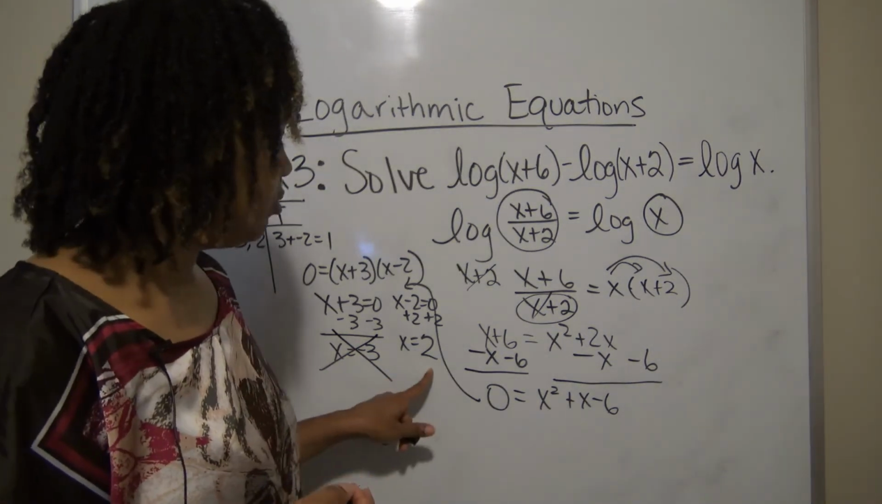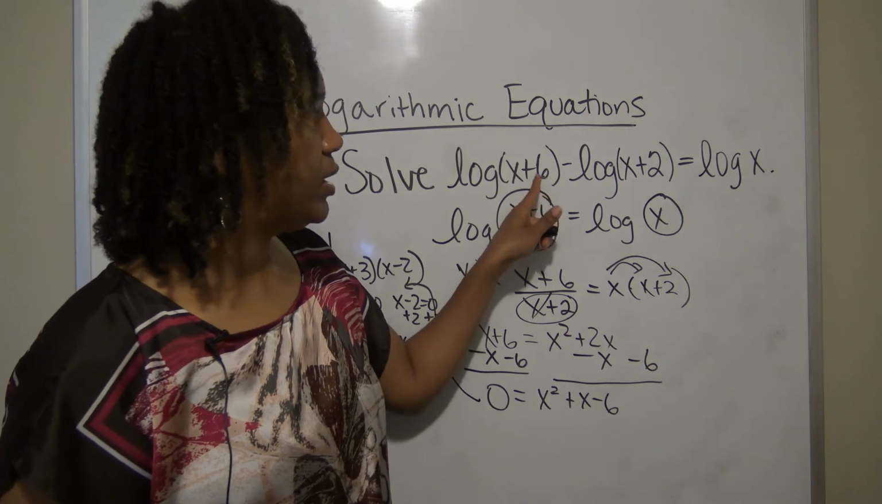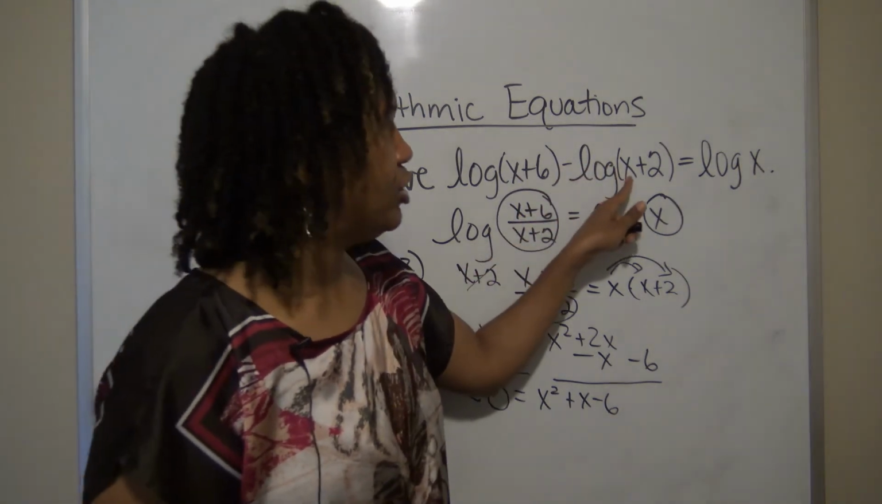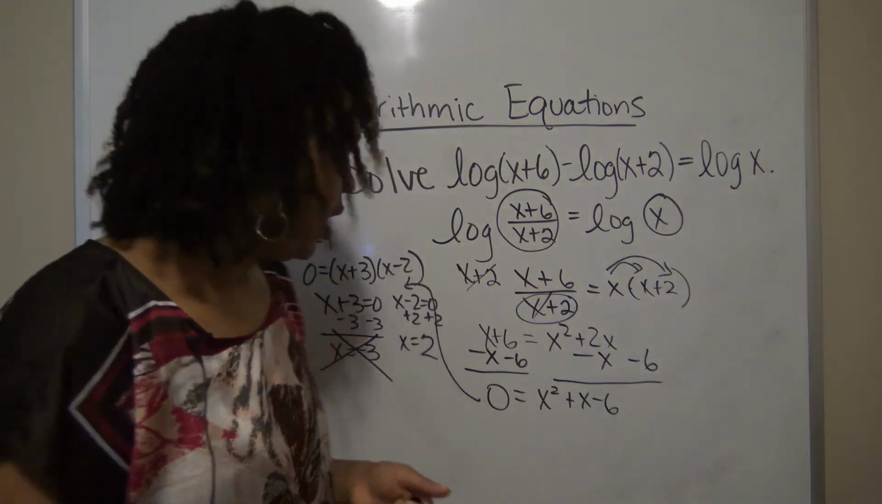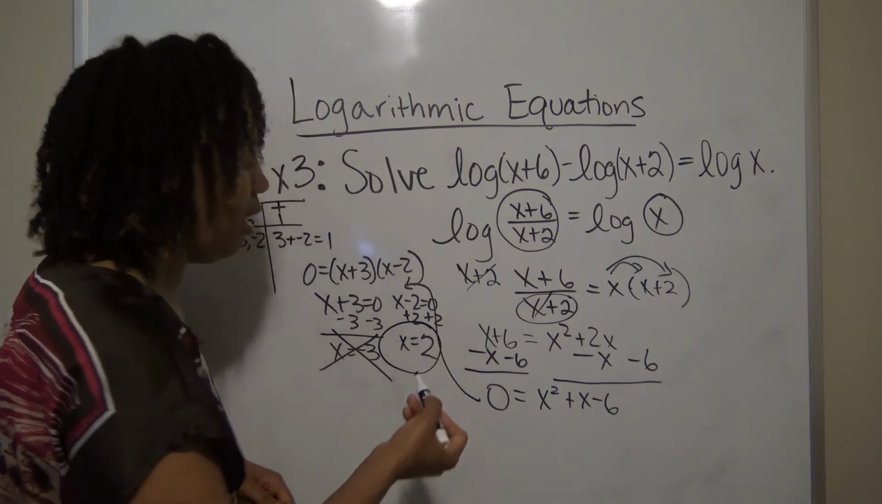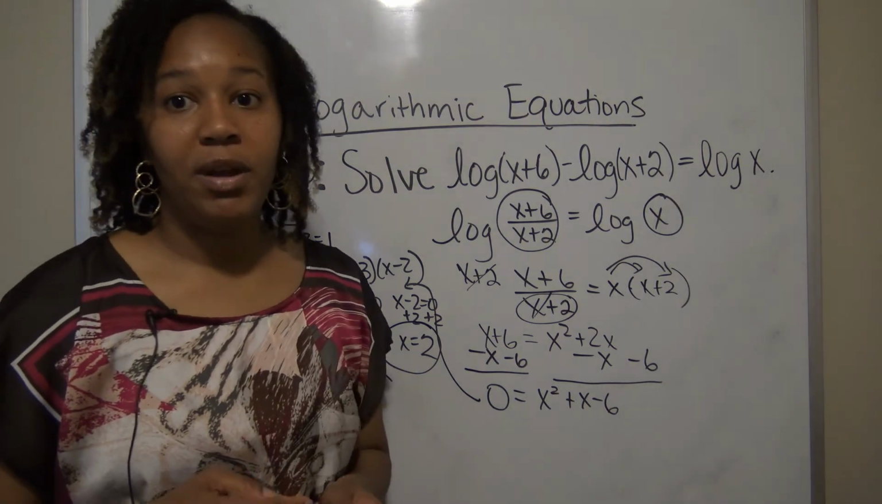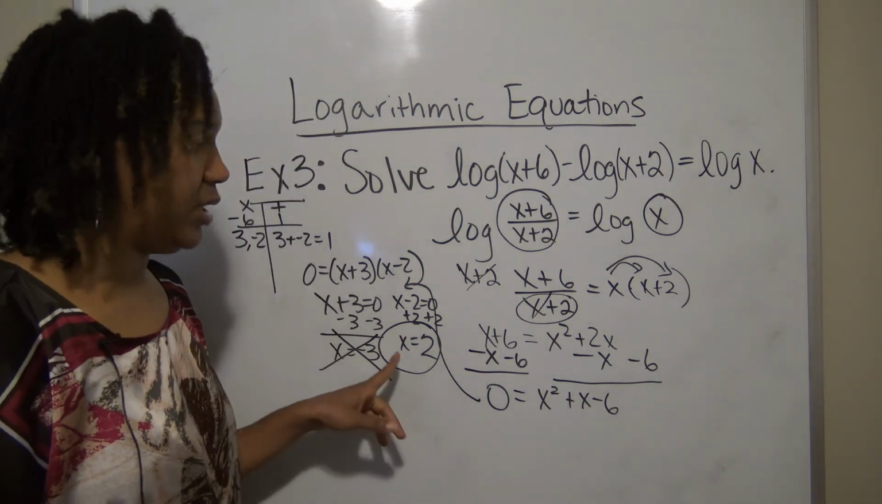All right, what about 2? When I plug in 2, I get 2 plus 6, which is 8. That's positive. I get 2 plus 2, which is 4. That's also positive. And then I get log of 2, which is positive. So x equals 2 does not give me the log of anything negative. So that would be my only solution for this problem, x equals 2.